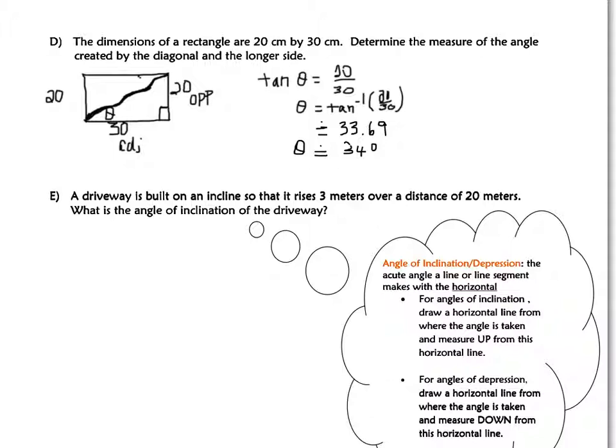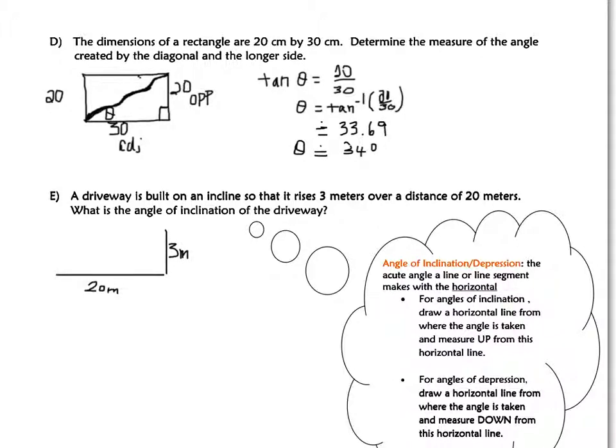So example E: a driveway is built on an incline so that it rises 3 meters over a distance of 20 meters. What's the angle of inclination of the driveway? So the first thing we want to do is draw a diagram. So it rises 3 meters over a distance of 20 meters. So if this is 20, then it goes up 3.